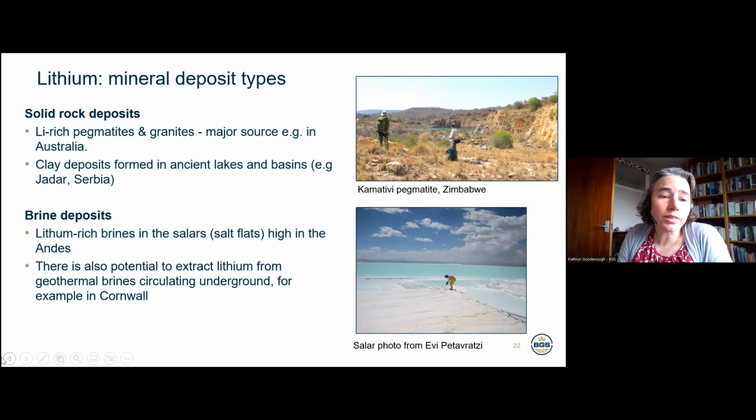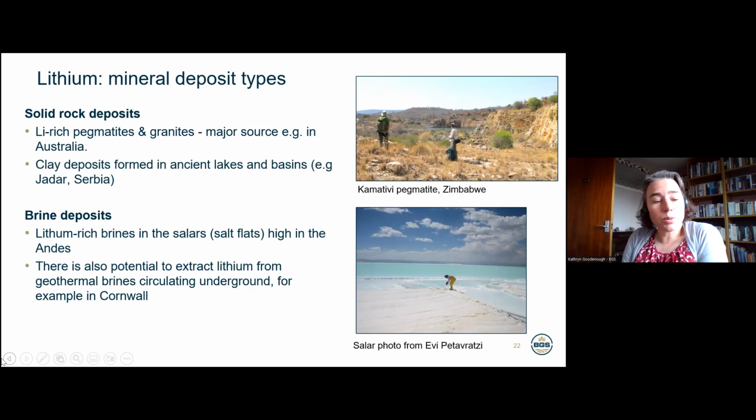And the other type of deposit that is actually a rock deposit is clays and associated kind of sediments that formed in the bottom of ancient lakes. So for example, in Serbia, the Jadar deposit is like that. Sometimes in ancient volcanic calderas where there's been volcanic activity.